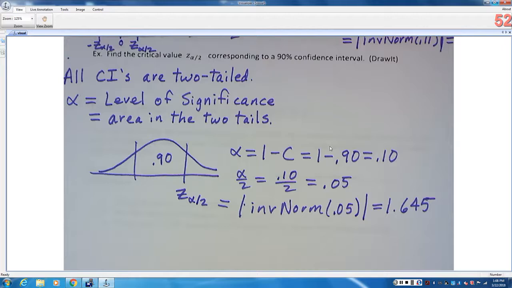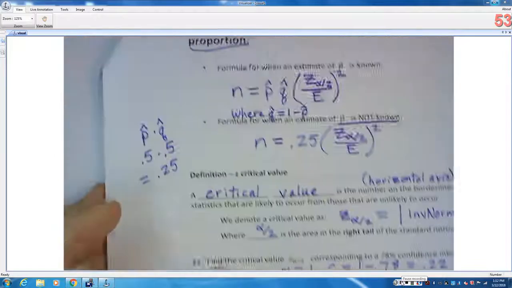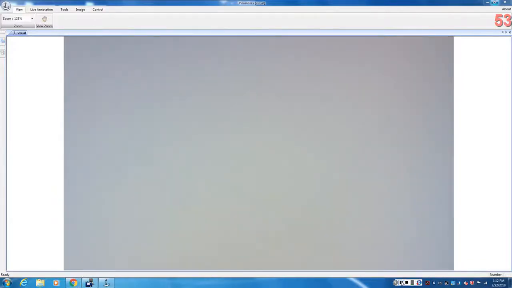And then we're going to actually find sample sizes for proportions, the sample sizes for mean. We've got a formula. All right, we'll keep going. We're almost done. 2 more pages, I think.